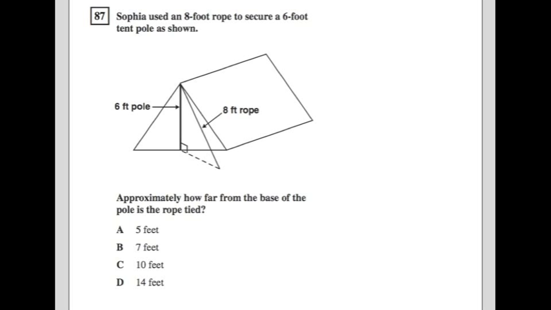All right, it says 87. Sophia used an 8-foot rope to secure a 6-foot tent pole as shown. So there's the 6-foot pole right here. And here's the 8-foot rope right here. Approximately how far from the base of the pole is the rope tied? So that means we're looking for how far this line down here is.